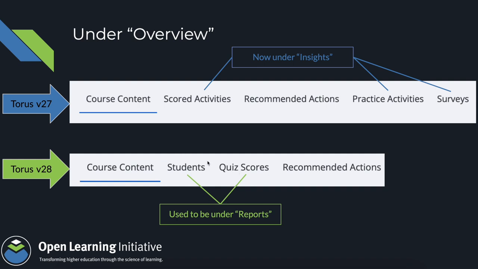And I do want to point out that this item, if you click on it, works the same way in version 27 and version 28. This is where you go to see what students are enrolled in the class and to enroll new students. If you're going to do that manually, this is where you can add a student. So just keep in mind, if you want to navigate here, that now you would go to Overview and then Students instead of Reports and then Students.